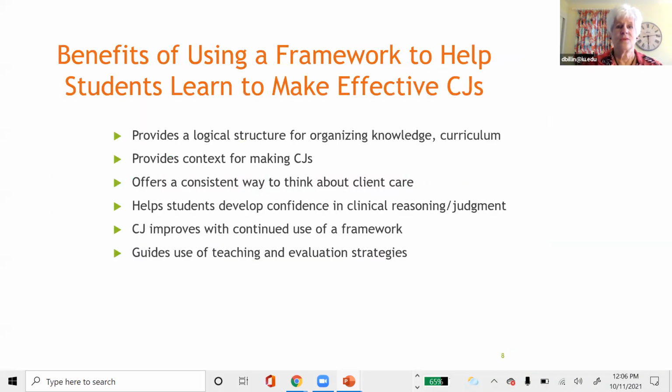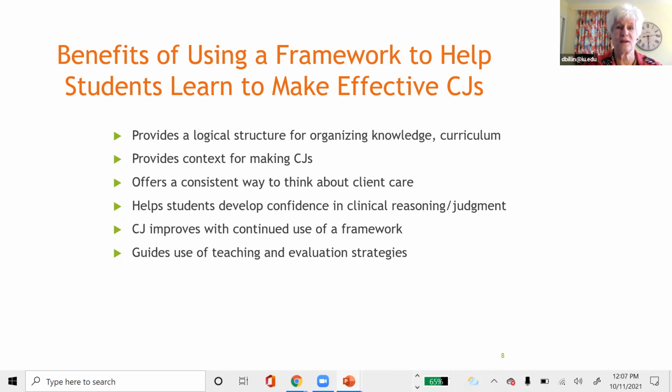And there's really a good reason to use one of these 3 or 4 that are out there that you may have access to or want to use, because it really helps the students learn to make these effective clinical judgments. It's a structure that is going to help the student, but it's also going to help you as a faculty member so that you can organize how you're going to teach the class, how you're going to thread this through your curriculum and so on.